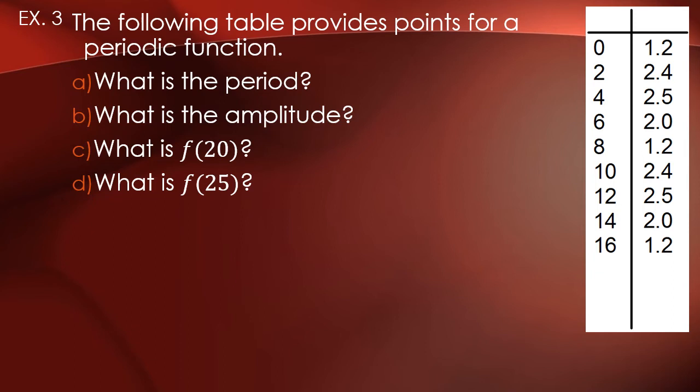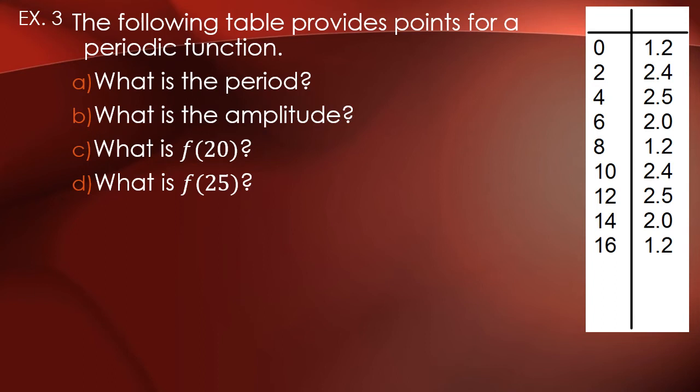Example 3. Now I've given it to you as a table instead of a graph. The following table provides points for a periodic function. Clearly we can see that it goes 1.2, 2.4, 2.5, 2, 1.2. So it got back to the start and repeats the exact same thing over and over again.